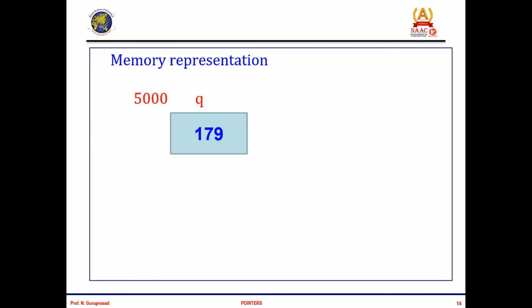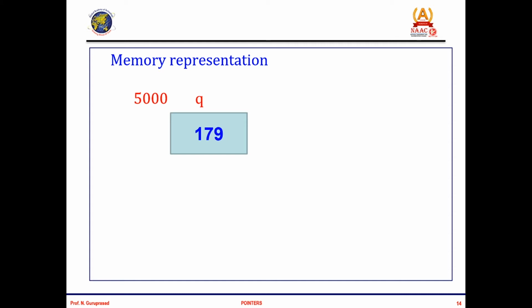Now for example, the variable q is stored at address 5000. Tomorrow when I run this particular program, variable q might be stored somewhere else. We do not know, because the address where a variable will be stored is not in the hands of the programmer. So even this 5000 is not in the hands of a programmer. I'm just assuming that at this given point of time, variable q is stored at address 5000.